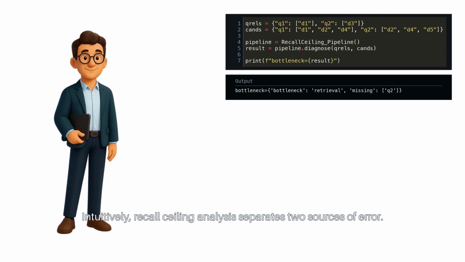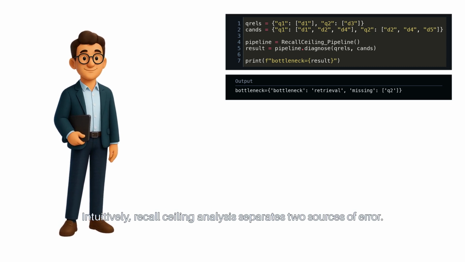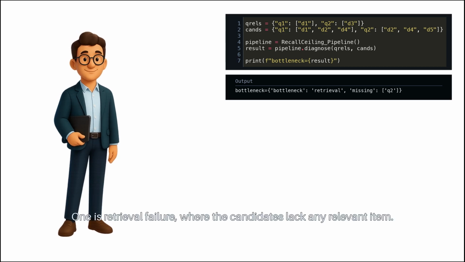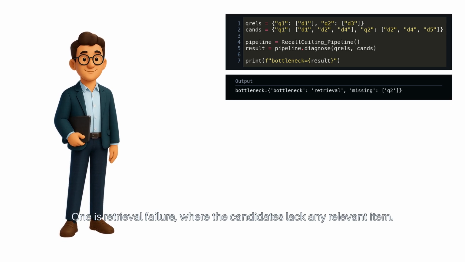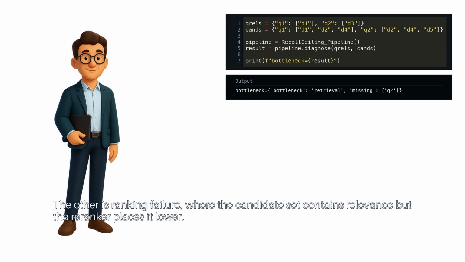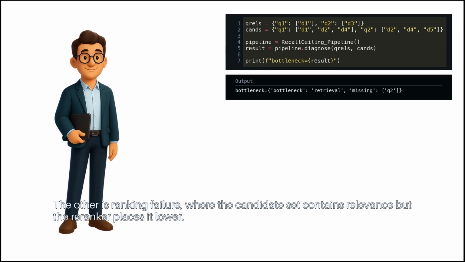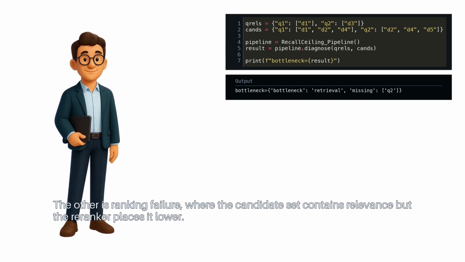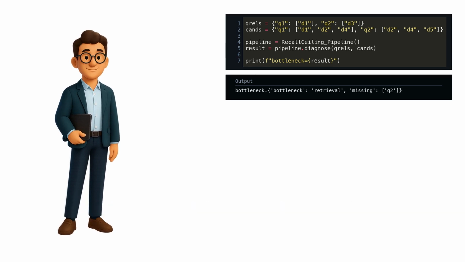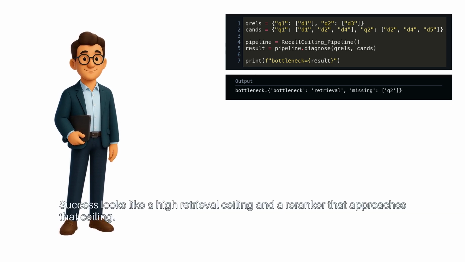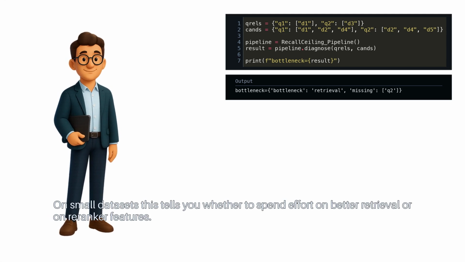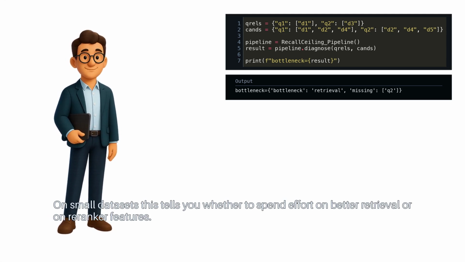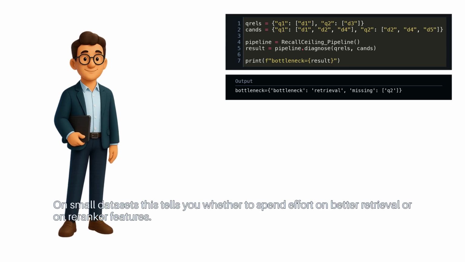Intuitively, recall ceiling analysis separates two sources of error. One is retrieval failure, where the candidates lack any relevant item. The other is ranking failure, where the candidate set contains relevance, but the re-ranker places it lower. Success looks like a high retrieval ceiling and a re-ranker that approaches that ceiling. On small datasets, this tells you whether to spend effort on better retrieval or on re-ranker features.